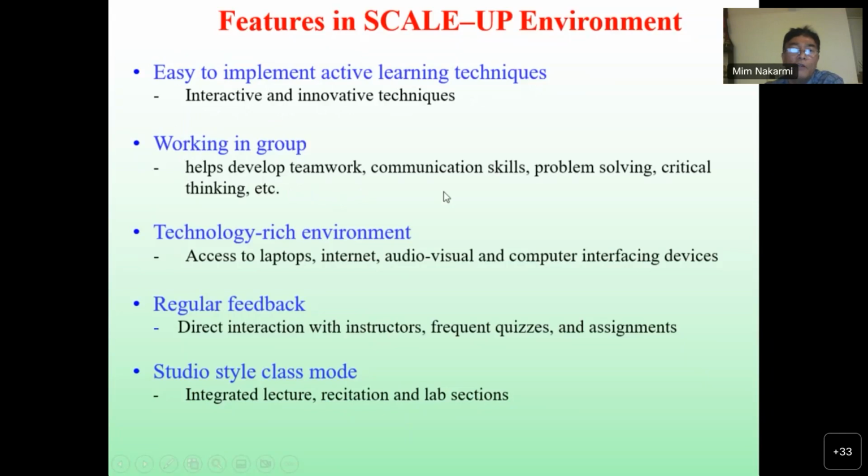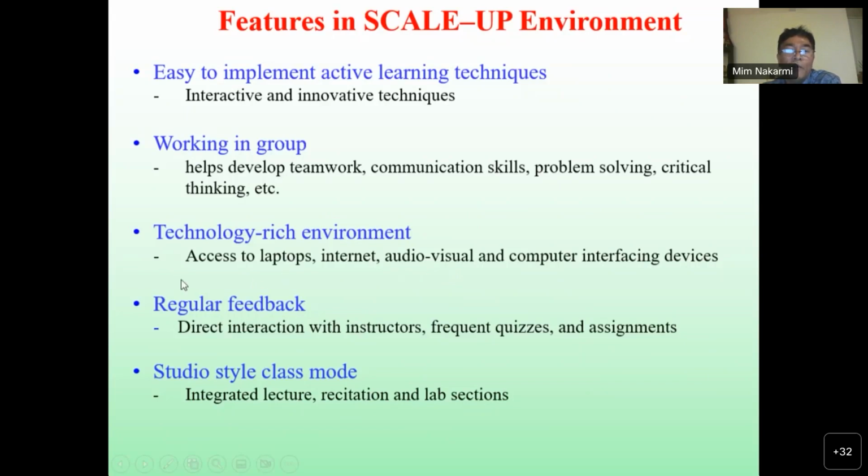When they work in groups, they discuss with others, they teach others, they learn from others, and also some problems they cannot solve alone, they can solve when they work in the group. Next, in this environment we can also add any technology-rich stuff. For example, you can include laptops, internet, audio, visual, whatever you have. Use a cell phone as a clicker, whatever; any new technology development, you can include easily.